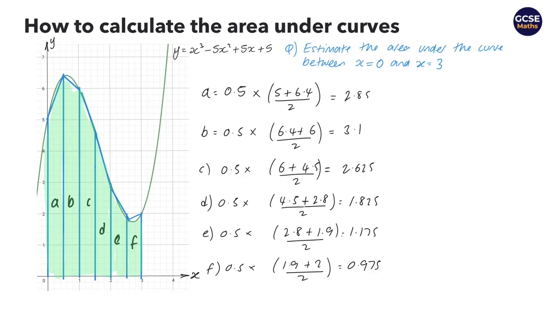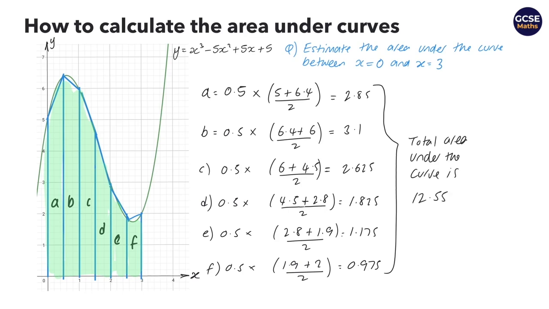So we're working out this complete area under the curve, or finding an approximation of it. So we found out each segment. All we need to do now is add those together to get the total. So we take this lot here, we add those together, and therefore the total area under the curve between x is 0 and x is 3 is 12.55. Okay, so we've done that one. So now we can see how we do this. Let's look at where we use it in another question.